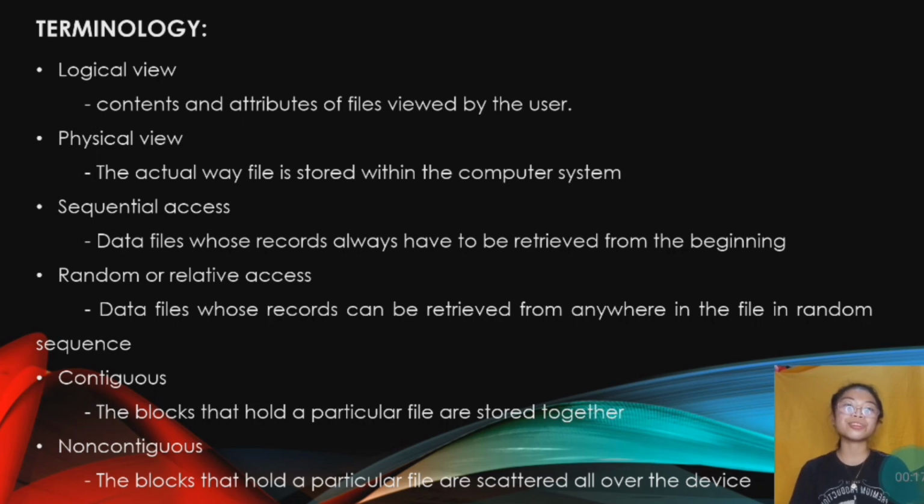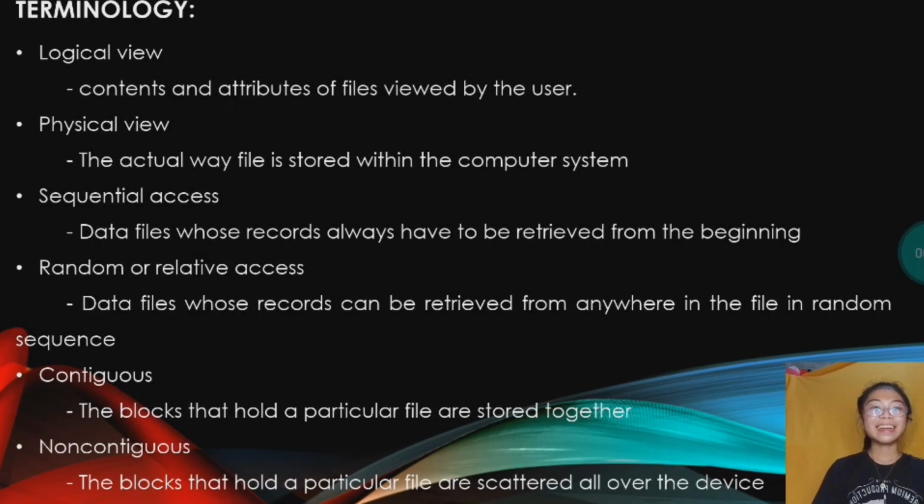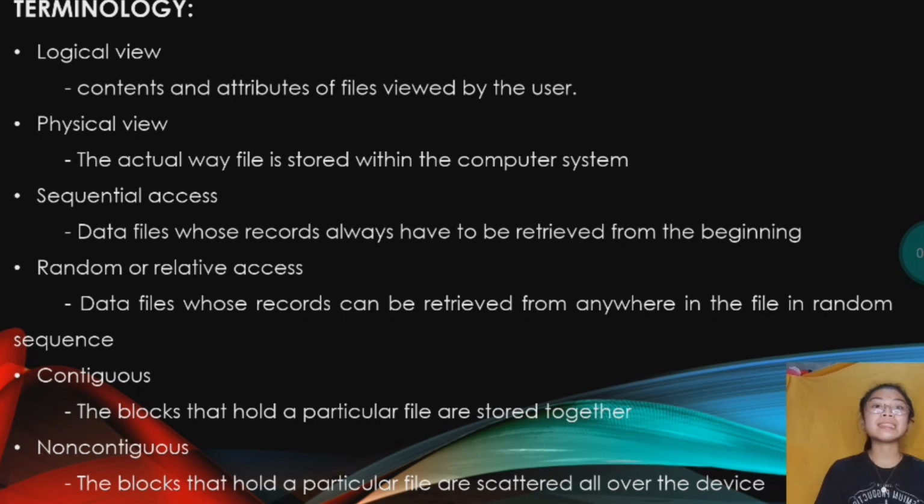Third is the sequential access. It is the data files whose records have to be retrieved from the beginning. Fourth is the random or relative access. It is the data files whose records can be retrieved from anywhere in the file in random sequence. Fifth is the contiguous. It is the blocks that hold a particular file that are stored together. And lastly, the non-contiguous. The blocks that hold a particular file are scattered all over the device.